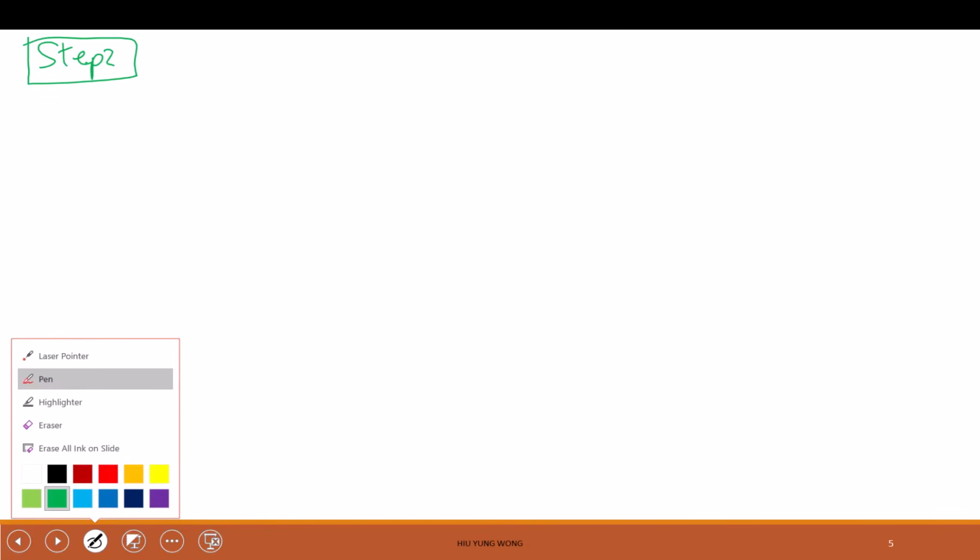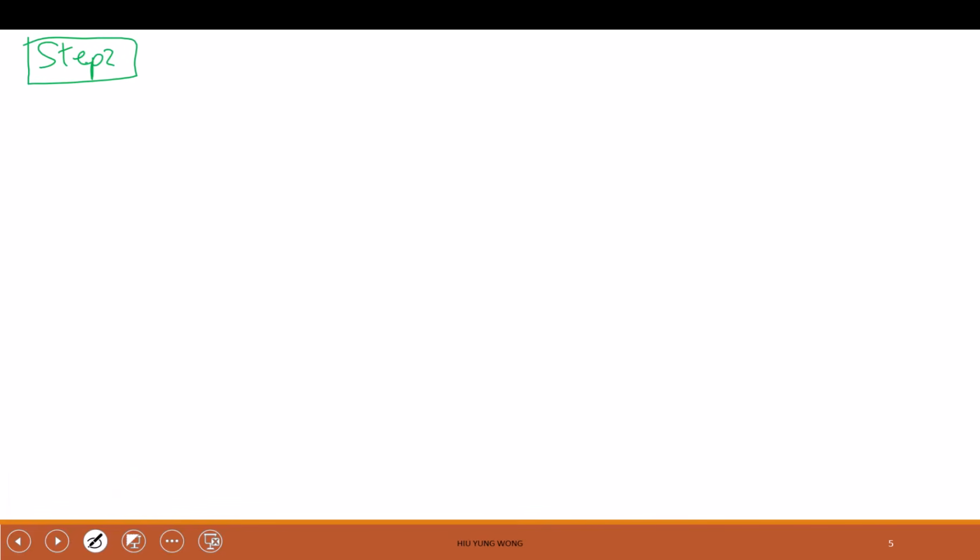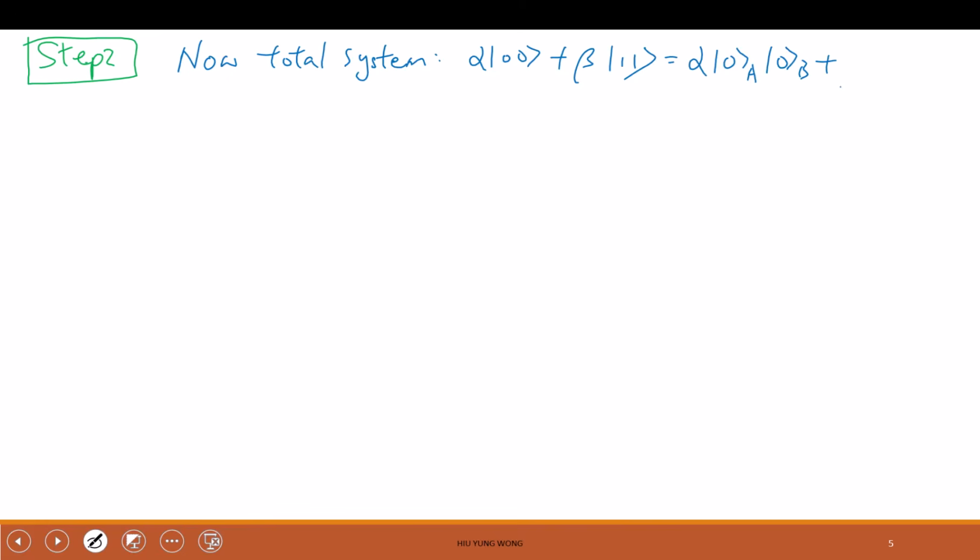So this is just descriptive. Alex is going, so just a reminder right now, the total system is in this state: alpha 00 plus beta 11. And I want to remind you, the first 0 belongs to Alex. The second 0 belongs to Bob. The first one belongs to Alex. The second one belongs to Bob. We already know that. I just remind you by spelling it out.